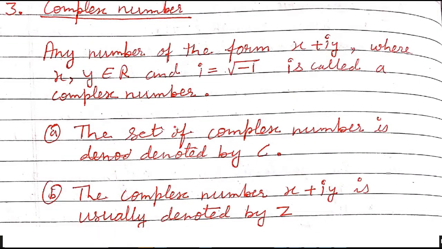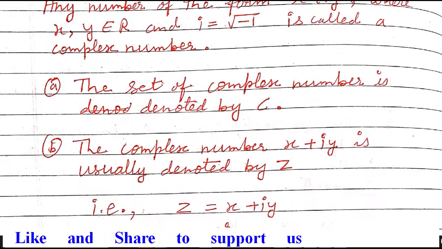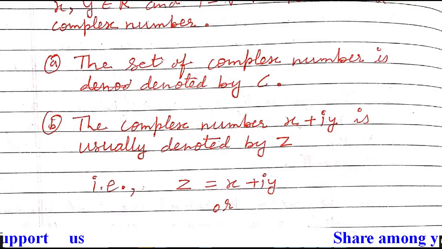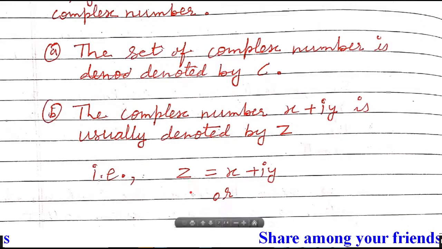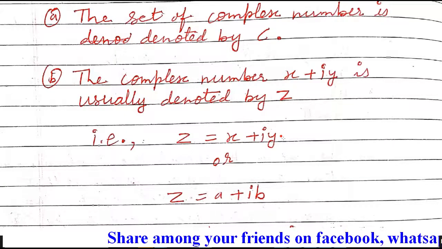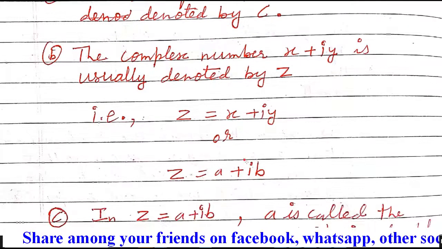Now next, in complex numbers we have some points. First point A, the set of complex numbers is denoted by C. Like the set of real numbers is denoted by capital R, in the same way the set of complex numbers is denoted by capital C, and the complex number x plus iota y is usually denoted by Z. This number we usually denote by Z, and it can be any letter of the English alphabet, either x or y or A and B.